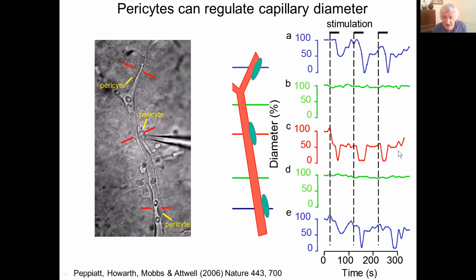Diameter is plotted here against time. That also happens for the other two pericytes, but there's no constriction in between. And that shows you the only contractile cells on the capillaries are the pericytes.